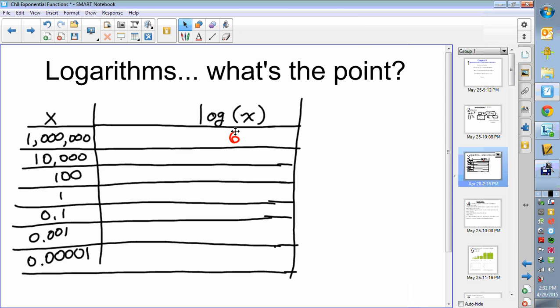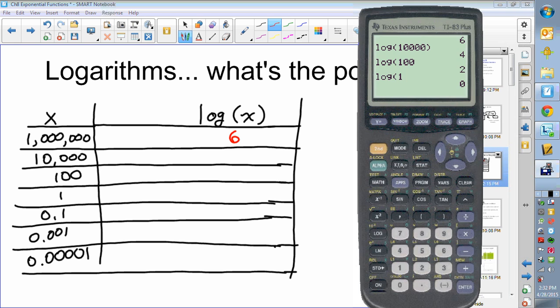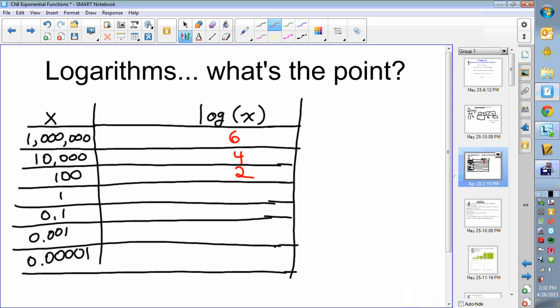If we tried logarithm of 10,000, so log of 10,000, enter, comes out to 4. Logarithm of 100 is 2. Logarithm of 1. Let's try hitting the log first. Logarithm of 1 is 0. So what you had here was 4, 2, and this logarithm was 0.